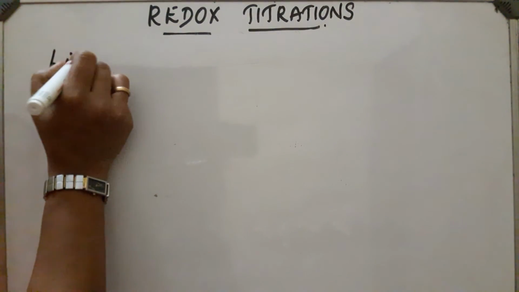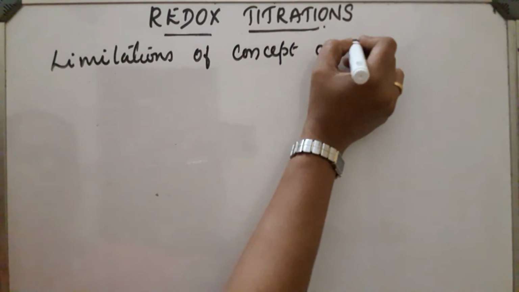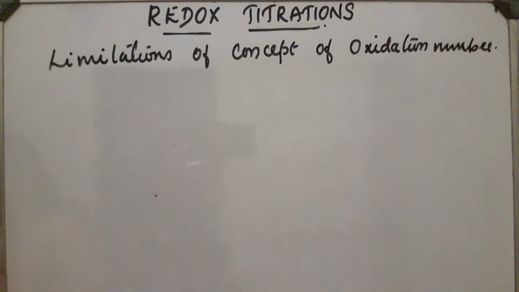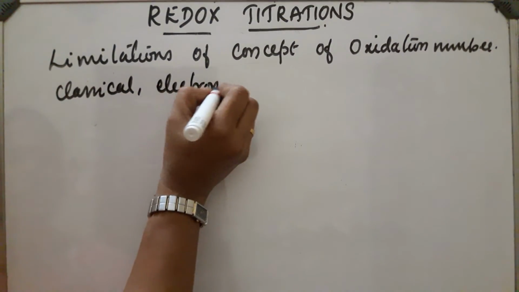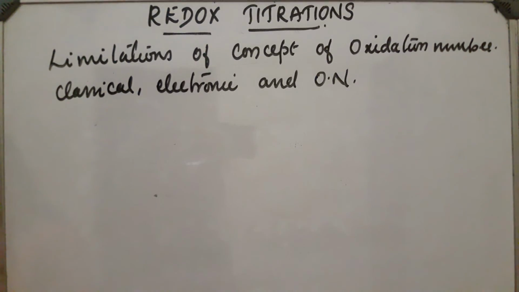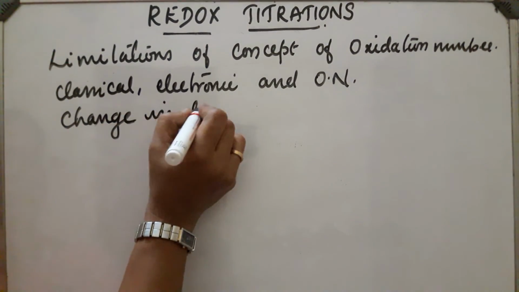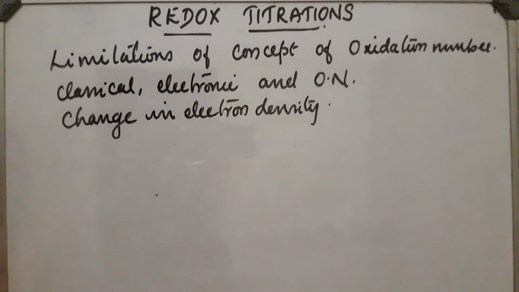Next is limitations of concept of oxidation number. It is difficult to classify redox reactions according to the different approaches like classical, electronic and oxidation number. So to overcome this, redox processes are determined in terms of change in electron density. This is one of the limitations of oxidation number. So the redox process was explained in terms of change in electron density.